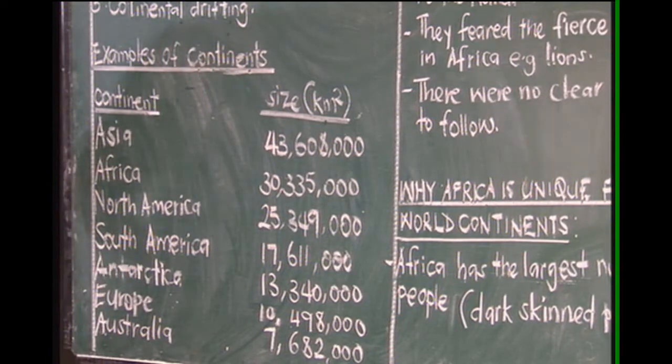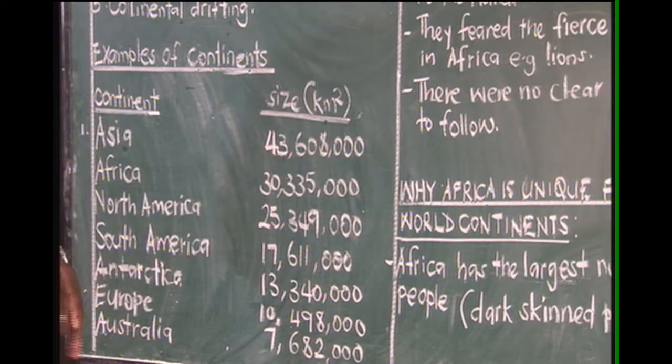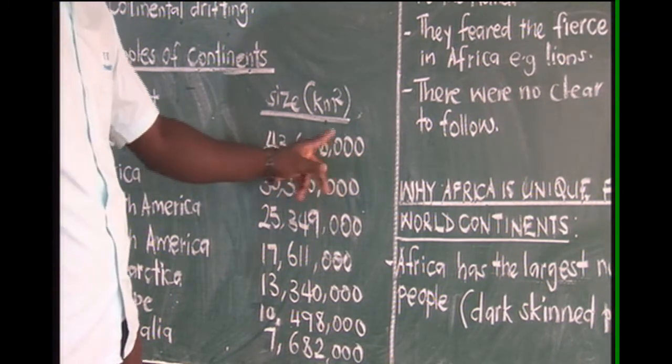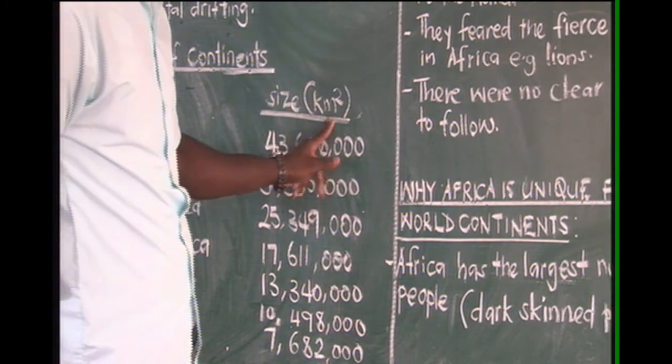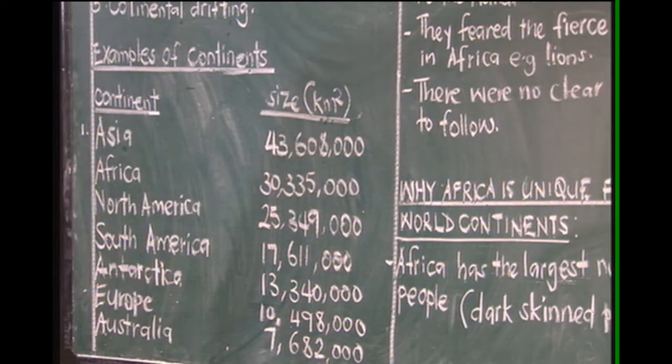The first and the largest is Asia. So we have a continent called Asia. We need to know that Asia is the largest continent in the world, covering 43,608,000 square kilometers. Remember, these digits are in square kilometers. That is Asia.